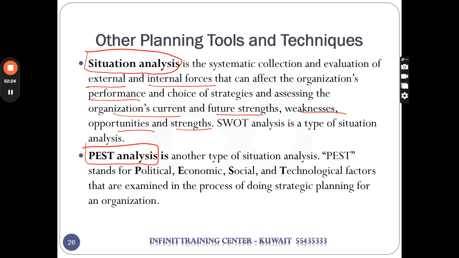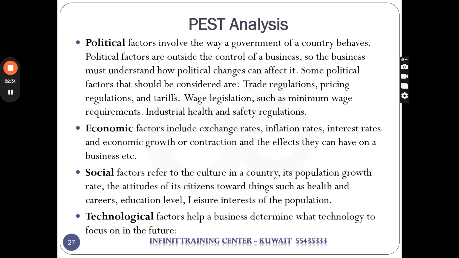This is political, economical, social and technological factors. So before you implement a strategy, you have to do an analysis of this. Political factors involve how the government of a country behaves. These are normally out of the control of the business, so the business must understand how political change can affect the organization.